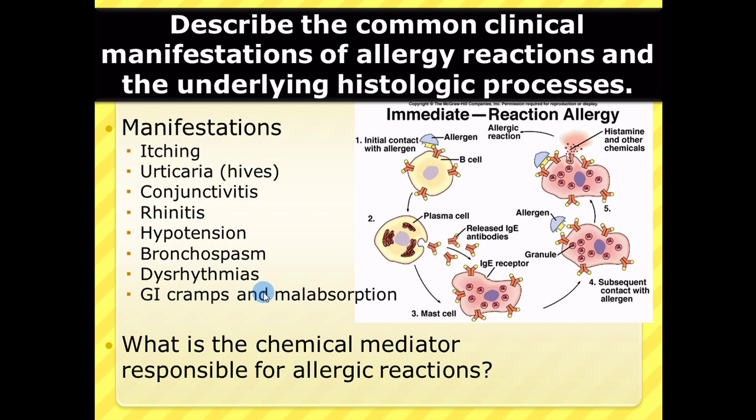And then, of course, GI cramps, malabsorption. This is because, remember, that allergen is exposed to the GI system. It's going to do the same thing. It's going to start causing fluid to move back and forth and irritation to those layers. And, of course, you already know the chemical mediator because this is probably the 4th slide I've talked about histamine.